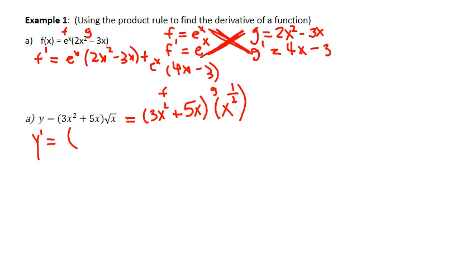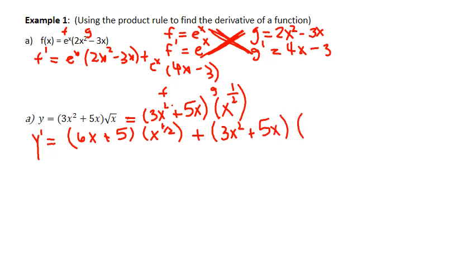The derivative of the first, the derivative of 3x squared plus 5x is 6x plus 5, times the second unchanged, times x to the 1/2. Plus the first unchanged times the derivative of the second. I'm going to bring the power down, subtract 1 off the power.